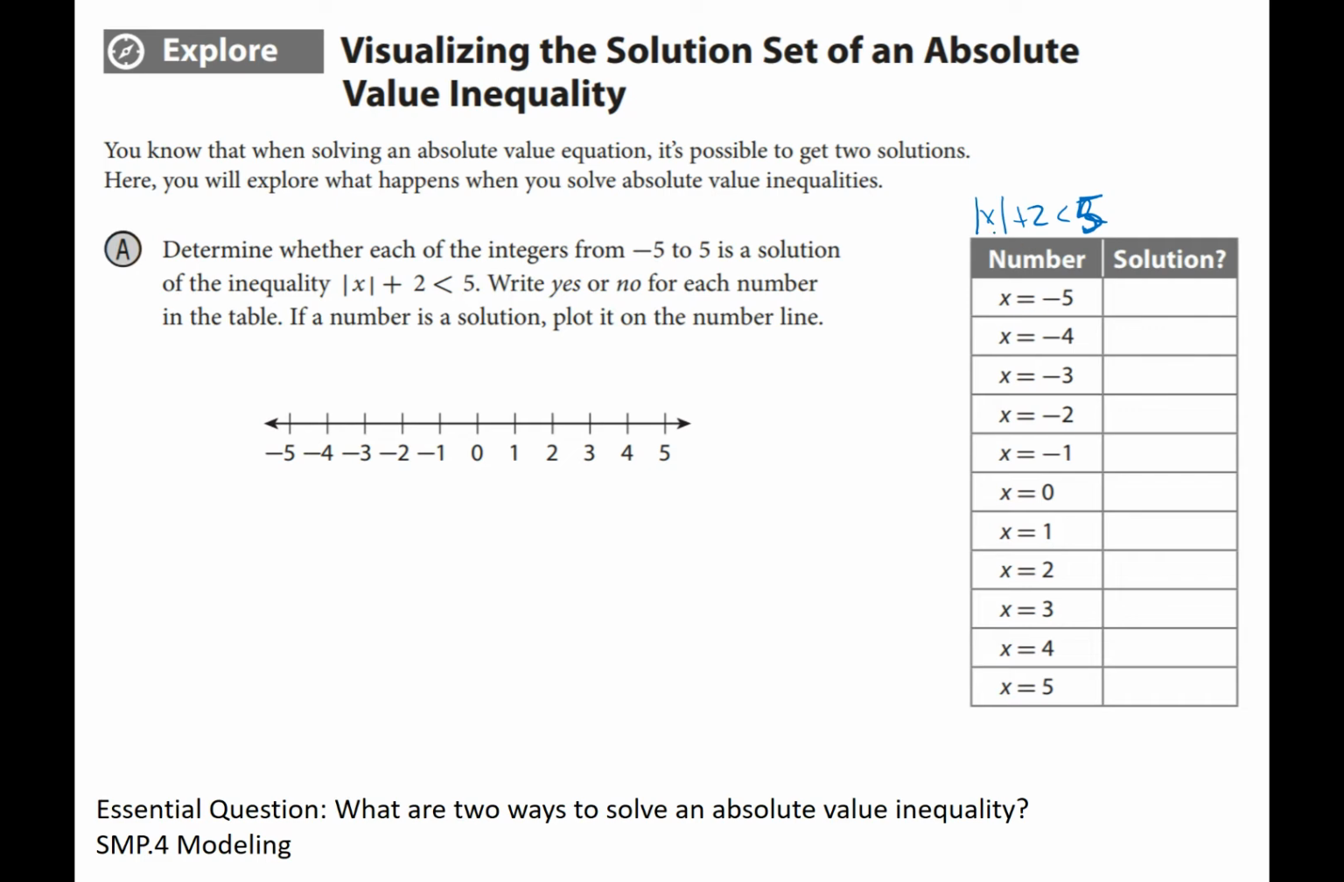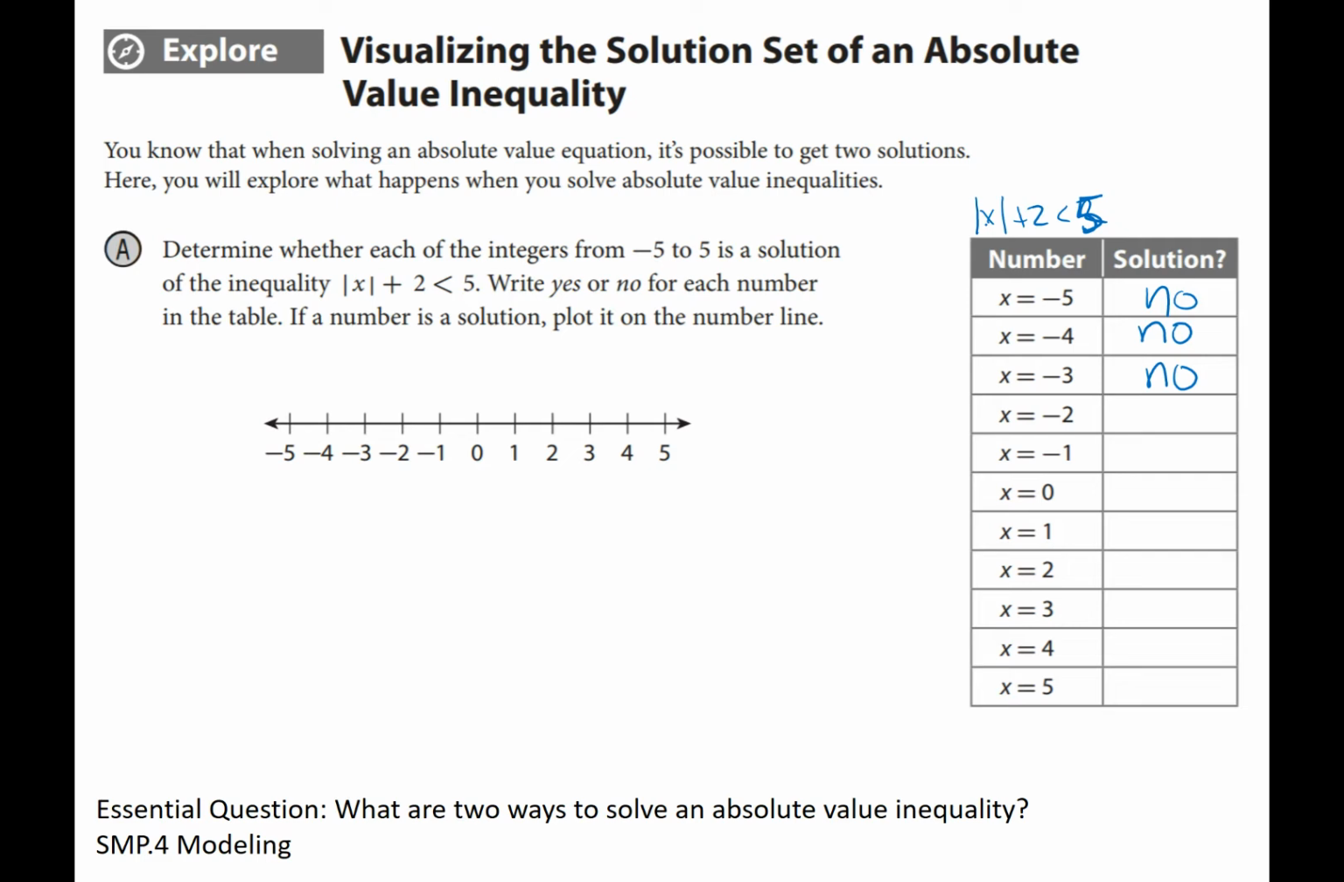So we'll put in a -5. Absolute value of -5 is 5, plus 2 is 7. So 7 is not less than 5, so it's not a solution. And put in a -4. Absolute value of -4 is 4, plus 2 is 6, which is not strictly less than 5. Absolute value of -3 is 3, plus 2 is 5, but it's not less than 5, so that's also a no. If there was an equal to there, it would have been a yes.